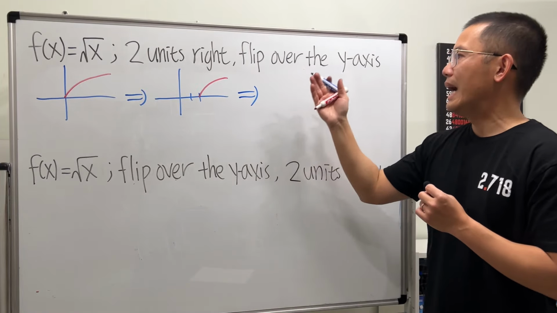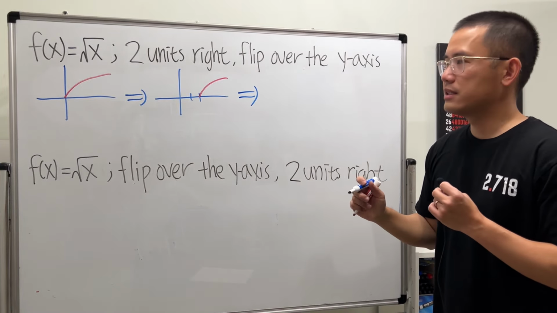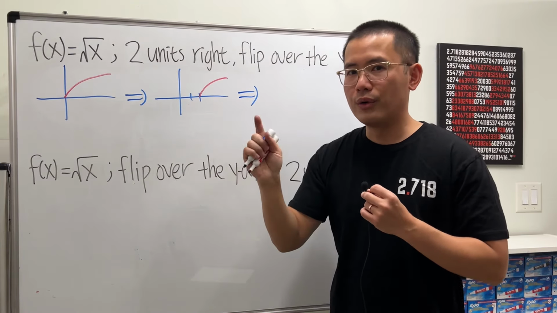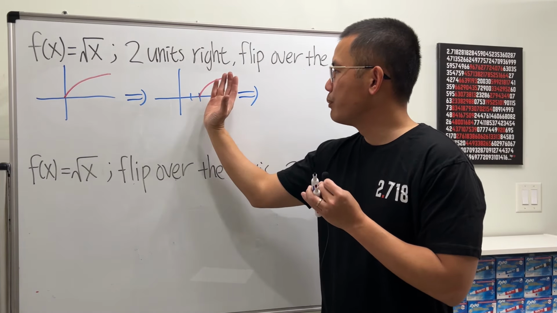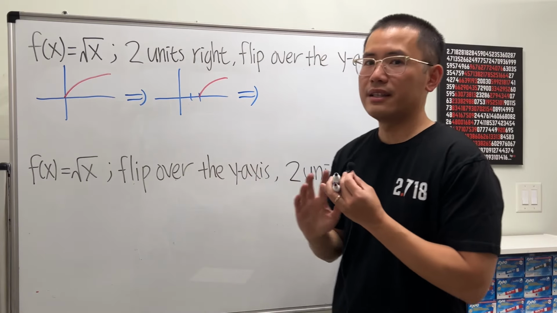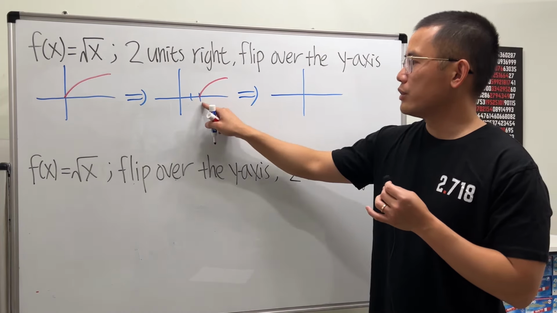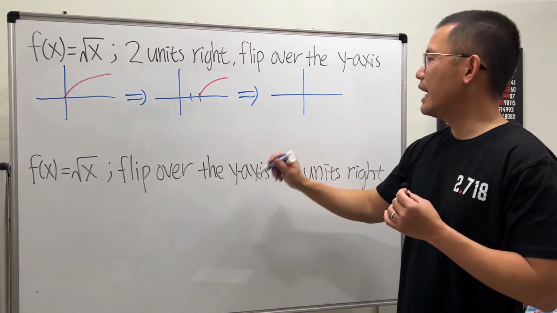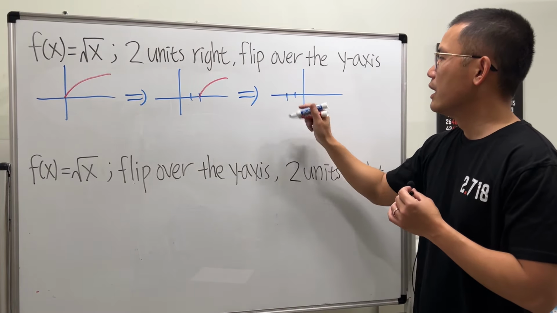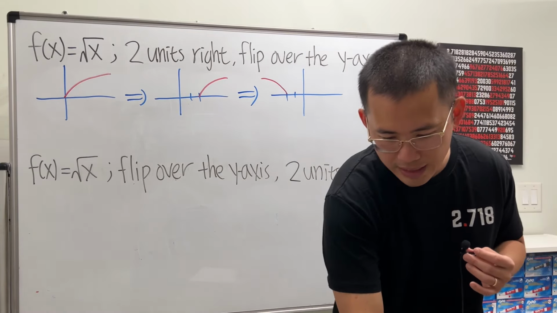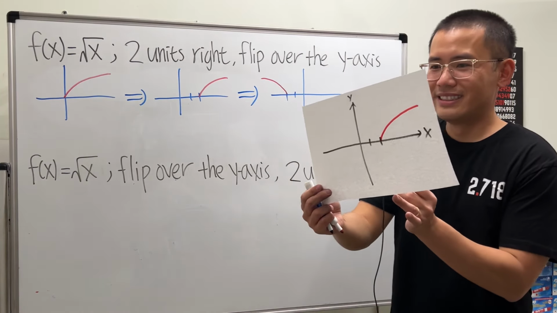After that, we will have to flip over the y-axis. So do not just take this and then flip right there. No, you really have to take this portion and then flip to the other side. And the picture will look like this. We started at 2. When you flip to the other side, you will get to -2. And then like that. Don't worry, I have the picture ready for you guys.